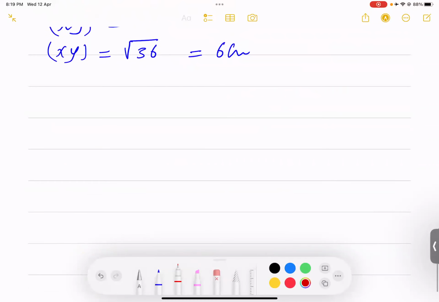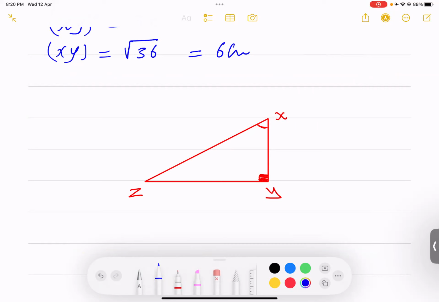So let me try to draw another one to be able to understand what I mean. If we have x, and this one is y, and this one's going to be z. I'm talking about x right now. I told you the hypotenuse is the longest side in the right angle triangle. So it's obviously clear that this part is the hypotenuse, right? It's constant.